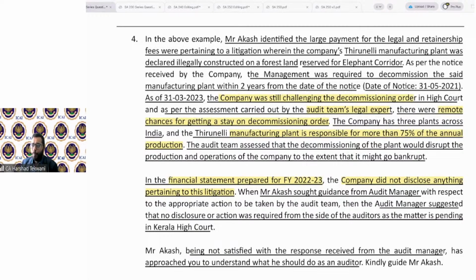I'm waiting for the answer, guys. Come on. Very important question, and there are two SAs which are important here and applicable, and I want you to name those too. Name those SAs which come into play in this question, and how will you report the same matter?